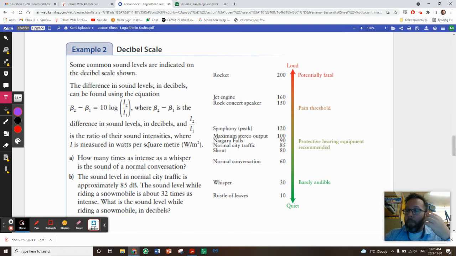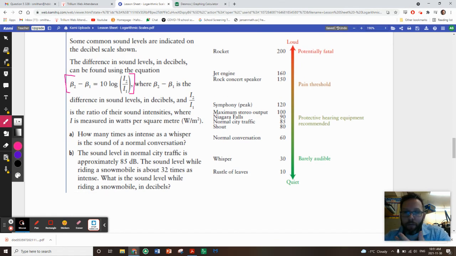An equation that models how the difference in sound levels allows you to compare two sound levels and their intensity is given here. So here, beta 1 and beta 2, they're the sound levels in decibels. So beta 2 minus beta 1 is the difference in those. And I2 over I1 is a ratio of sound intensities.